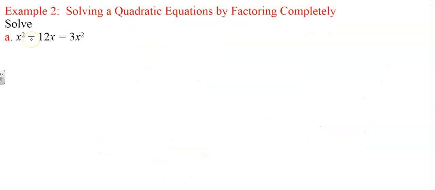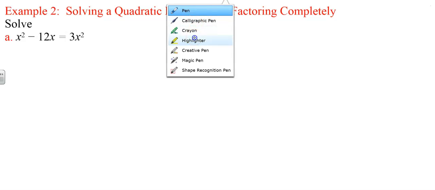Solve the quadratic equation by factoring completely. So this does not have y equals or f of x. This one has x squared minus 12x equals 3x squared. So this is ideally setting us up. We need to set it equal to 0. Now here's what's different with this one.